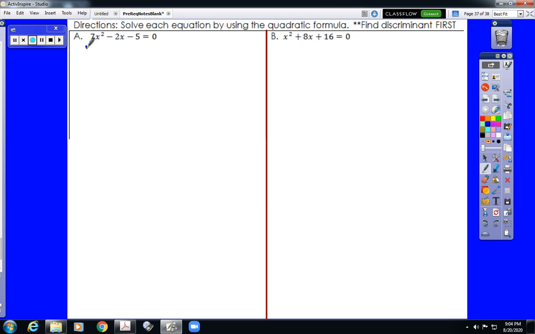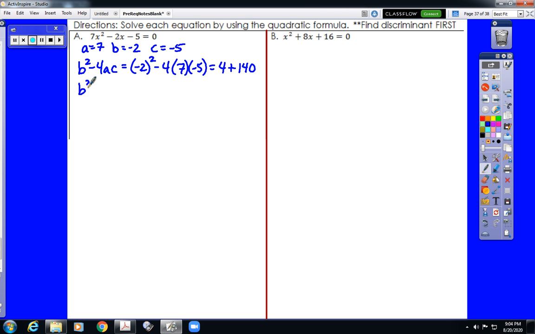So we have a is 7, b is -2, c is -5. We find the value of the discriminant, b squared minus 4ac. That would be -2 squared minus 4 times 7 times -5, which is 4 plus 140. So the value of the discriminant is 144.